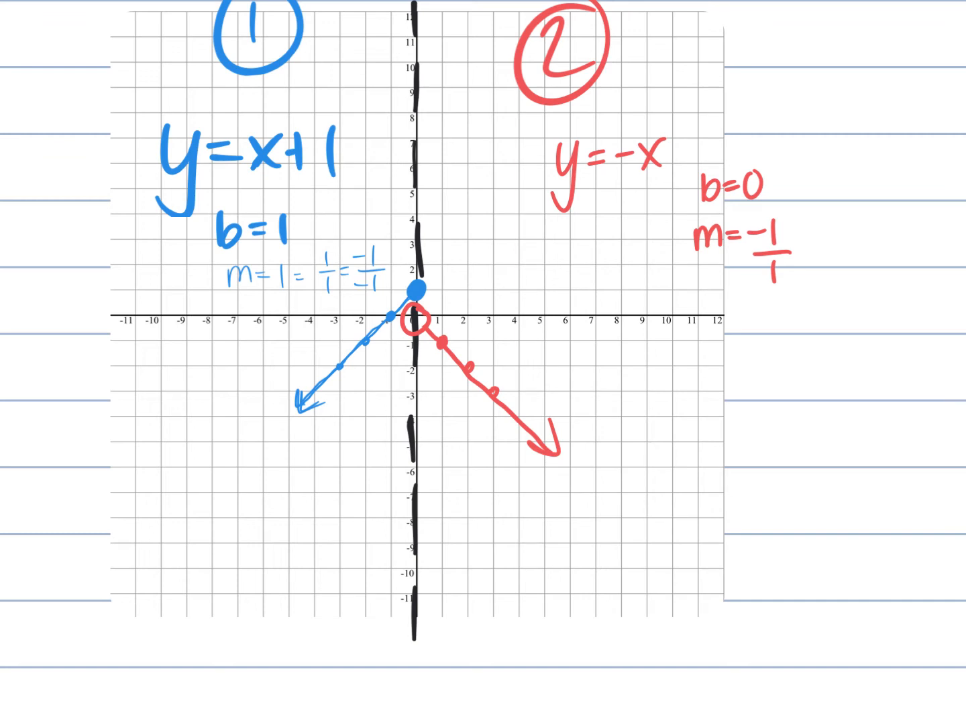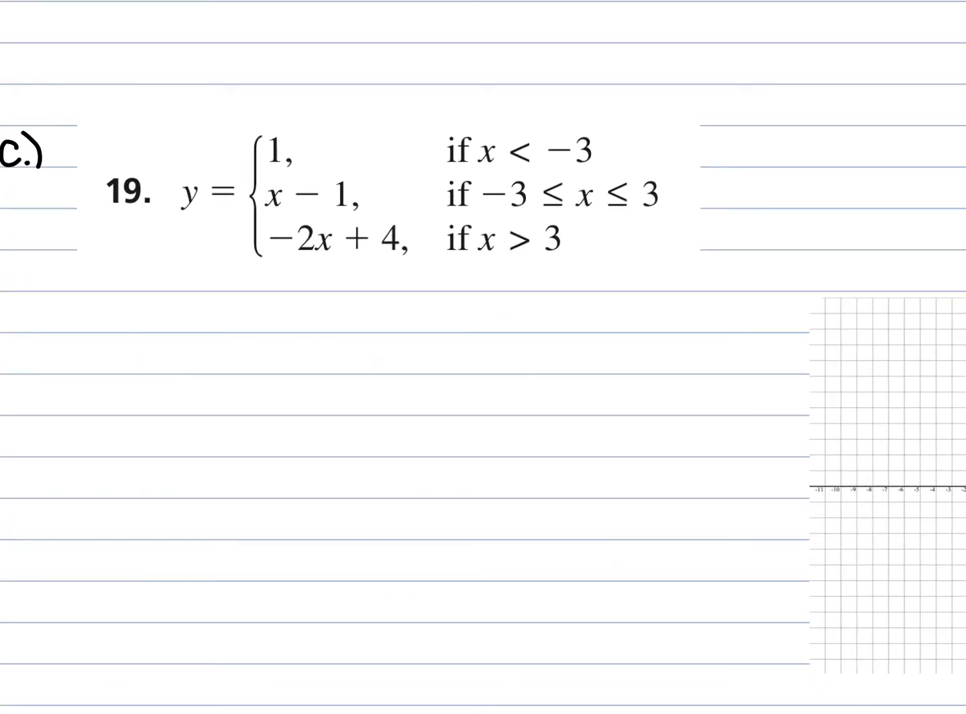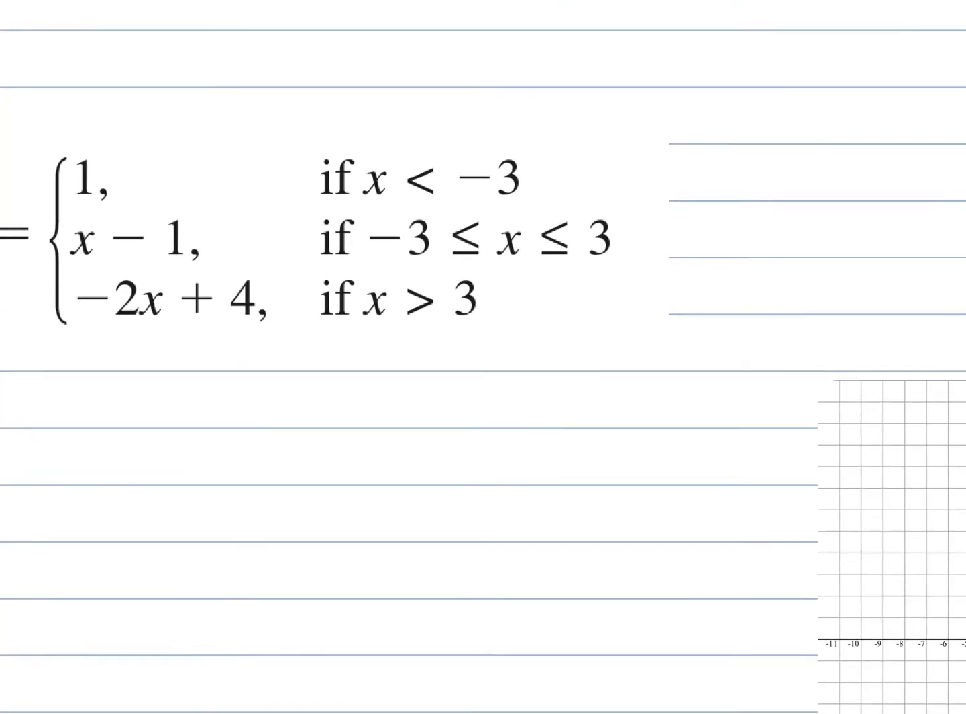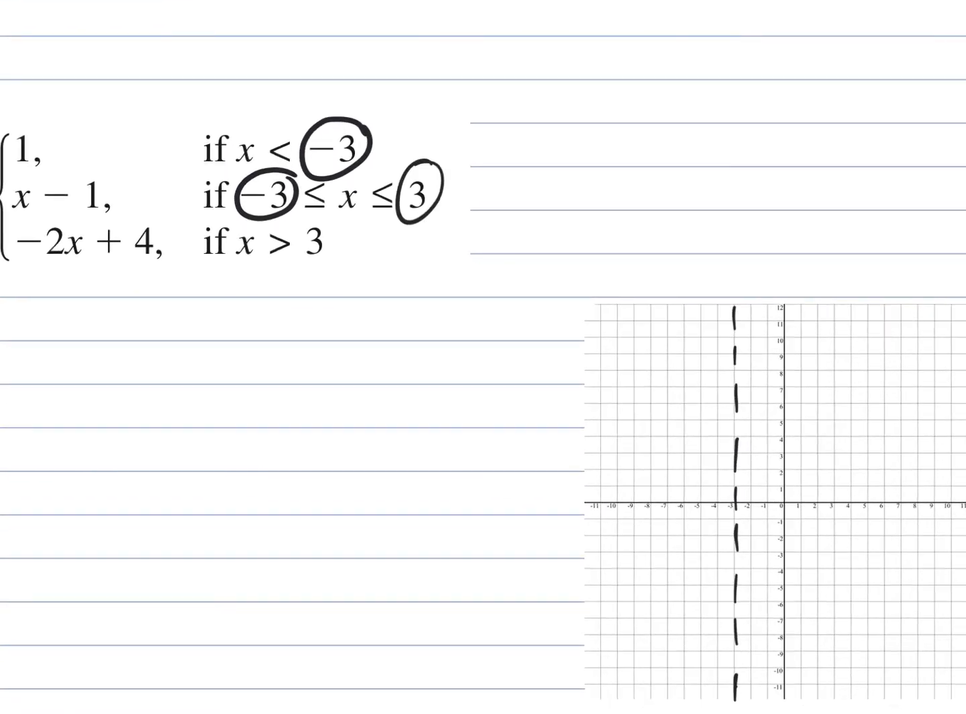One more example, then we're done. Okay? We have to do one with 3 pieces. So, in example C, there's 3 pieces: y equals 1, y equals x minus 1, and y equals negative 2x plus 4. First thing you need to do is draw your vertical lines. There's going to be a vertical line through x equals negative 3. So draw that now. There's going to be a vertical line through x equals positive 3.